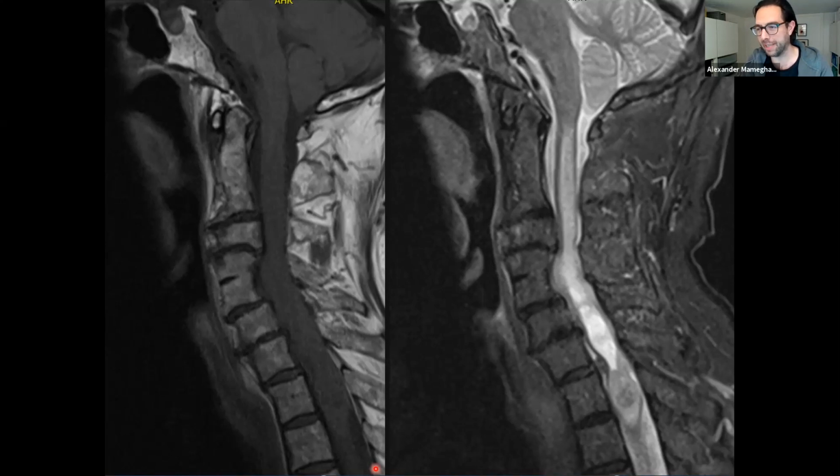Now I see some signal changes which I didn't expect when I was looking at the CT scan, because I thought, like Ali said, it's C4-5, C3-5. It's this region. Maybe it's the problem. But now, can you make a suggestion? What can we see here?